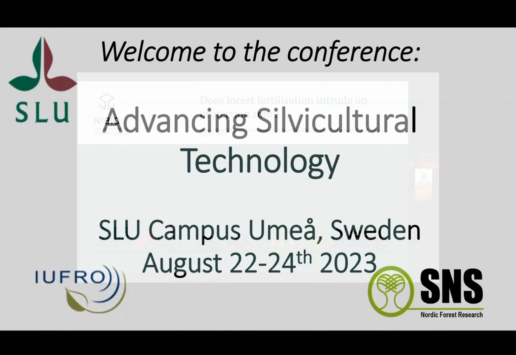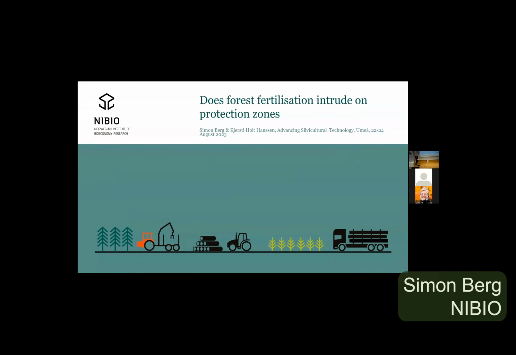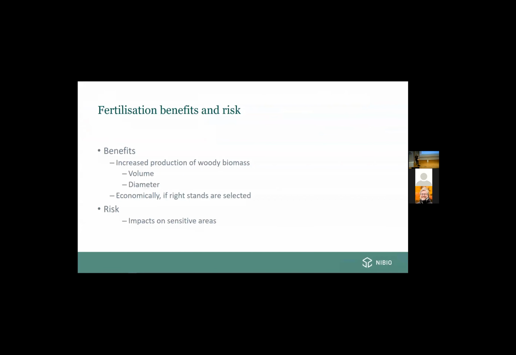Okay, so fertilization. I guess quickly, why do we want to do fertilization? Well, the benefits, of course, we get bigger trees faster, basically. And if you do that on the right site, you can make money. And if you do it on the wrong site, you lose money, of course. And then, of course, there are negative risks with the fertilization.